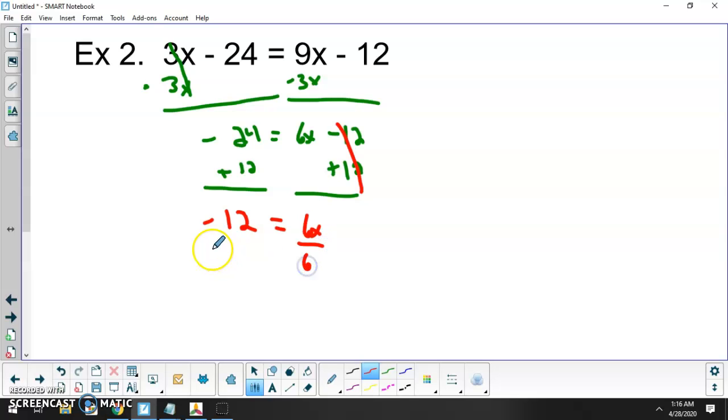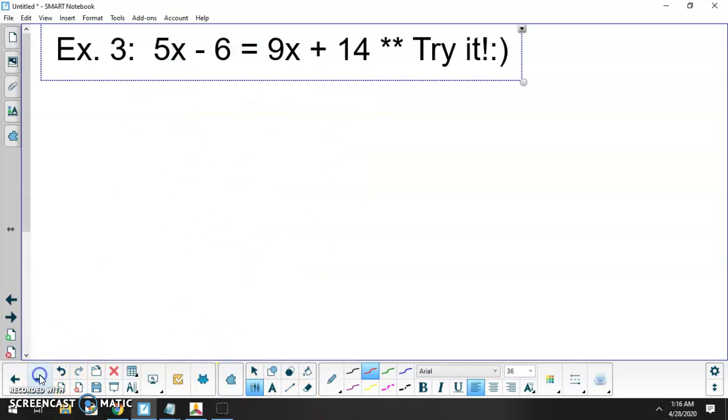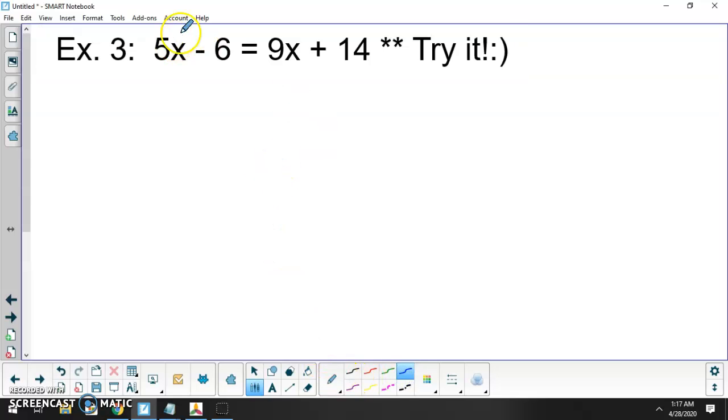And then you divide by 6. So you have negative 12 divided by 6. Your answer is negative 2. And then you can check it the same way. All right, so I want you guys to try this one, and hopefully you'll get the right answer. We'll see. In this one, you have that choice again, subtract 9x or subtract 5x.